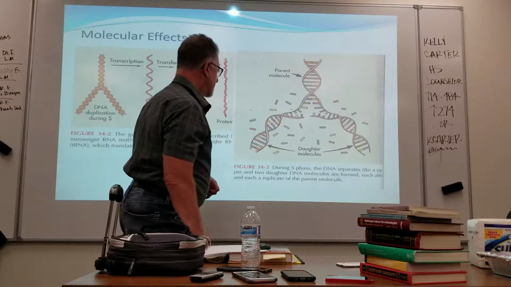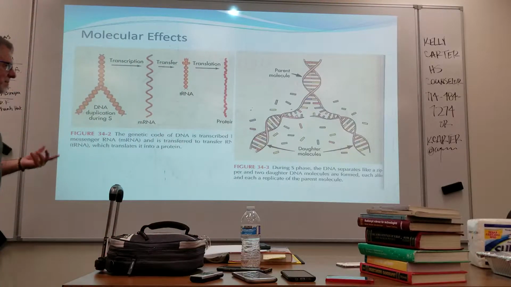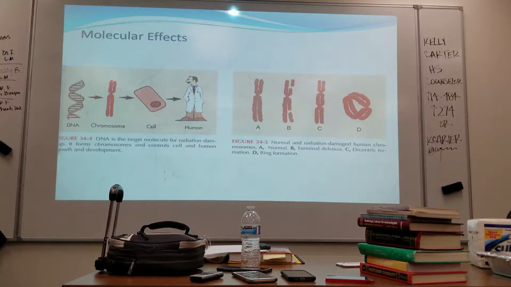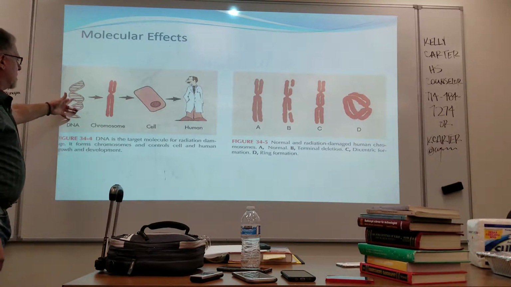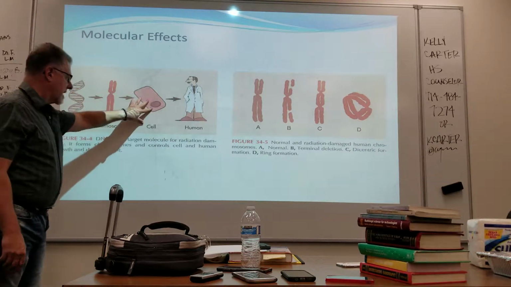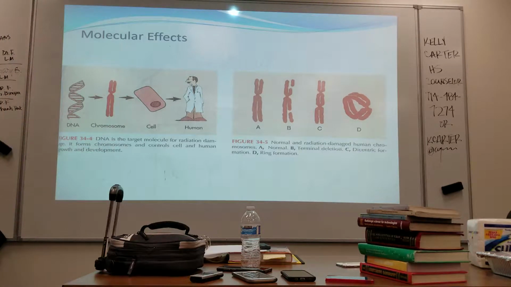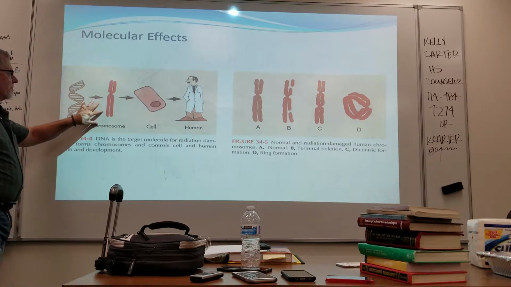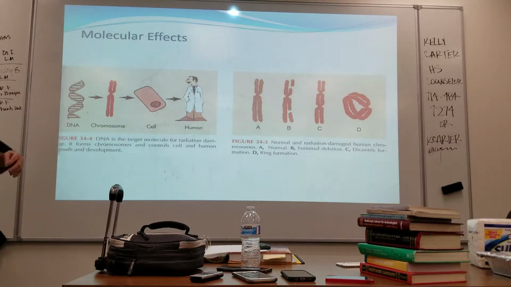So S phase, DNA separates like a zipper. I love that analogy. You get two daughter DNA molecules formed, each alike and each a replicate of the parent molecule. So that's the molecule we're involved with. If DNA is the target molecule for radiation damage, it forms chromosomes, controls the cell, and the cells control human growth and development. Now, if anything interferes with this process, like radiation exposure or chemicals, there's a lot of things that can interfere with this.